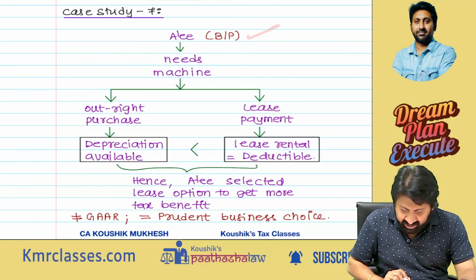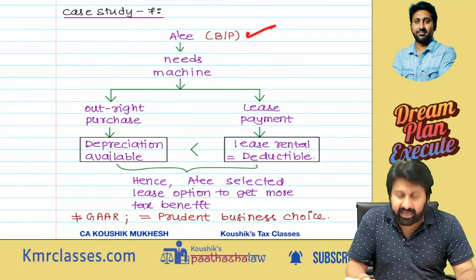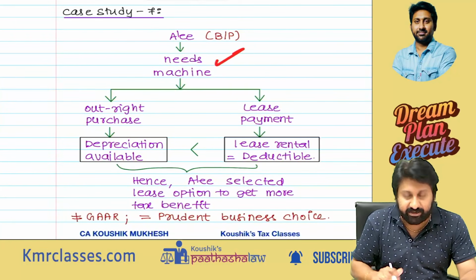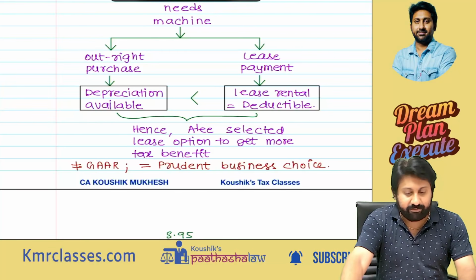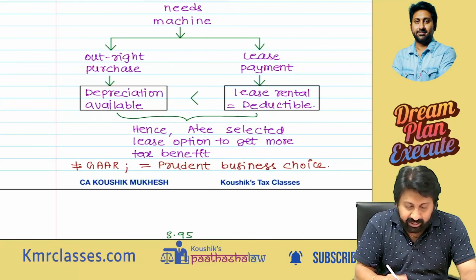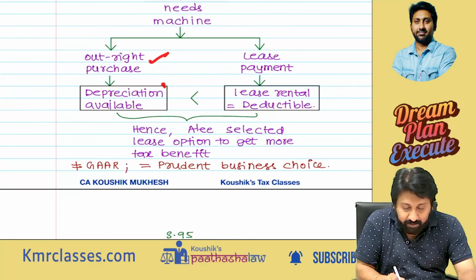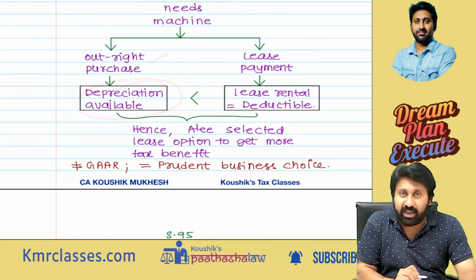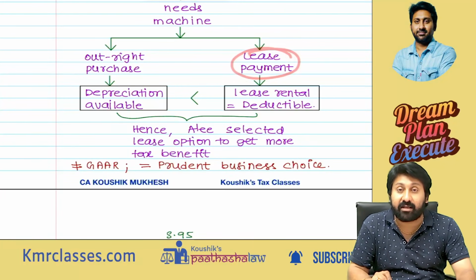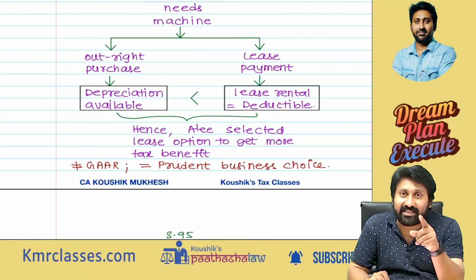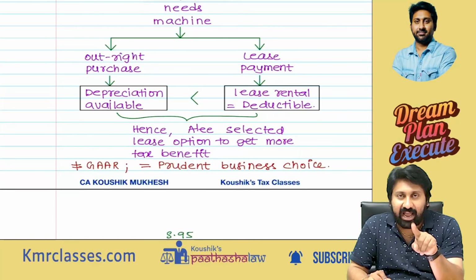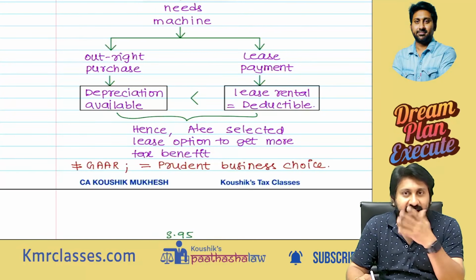Assessee carrying on a business or profession needs a machinery. So they can make an outright purchase or they can take a lease. If I make an outright purchase, depreciation is available. If I make a lease payment and it is a finance lease, the assessee can claim the depreciation benefit. If it is an operating lease, I can take only the lease rental as a deduction.